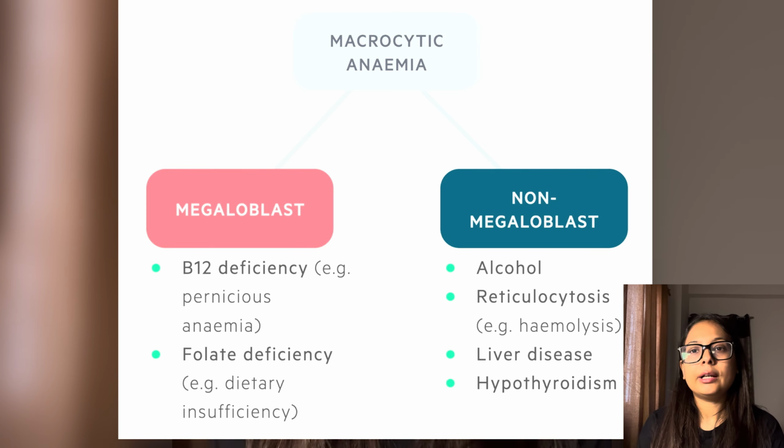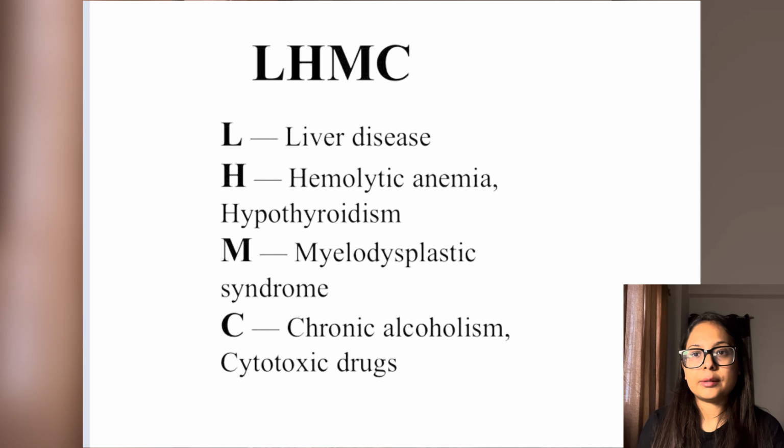Coming to the macrocytic anemia, macrocytic blood picture. So macrocytic can either be your megaloblastic type or it can be non-megaloblastic type. In your megaloblastic type, you will have your vitamin B12 or folate deficiency. And for your non-megaloblastic type, the key and the mnemonic is your Lady Harding Medical College, which is LHMC. L is for liver disease, H is for hemolytic anemia and hypothyroidism. What does M stand for? M stands for myelodysplastic syndrome, and C is for chronic alcoholism. That is the summary of whatever we have learned today.